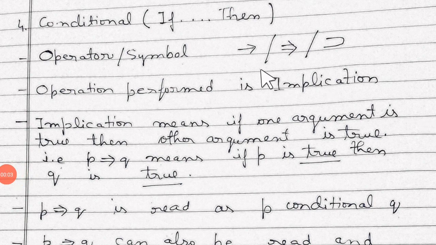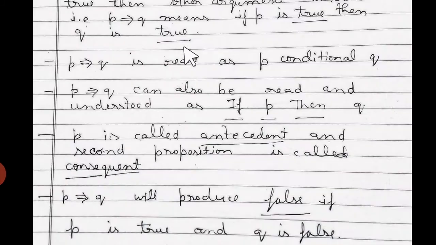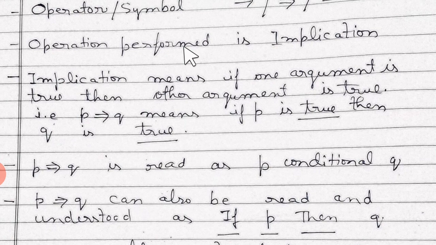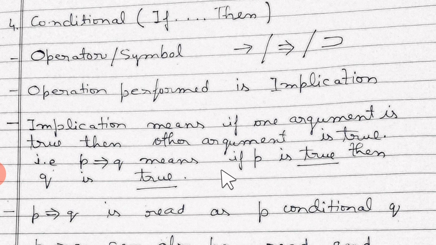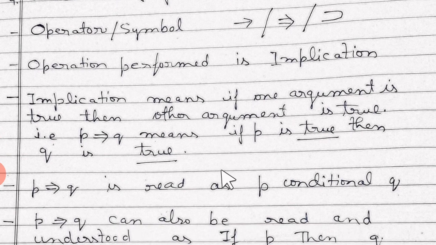Now students, a very important connective is conditional. It is also known as if-then, and the symbol is this arrow sign; the second one is this and the third one is this. Any of these can be used for the conditional. The operation performed is implication. Implication means if one argument is true, then the other argument is true. That is, P conditional Q means if P is true, then Q is true. I'll clarify that later.